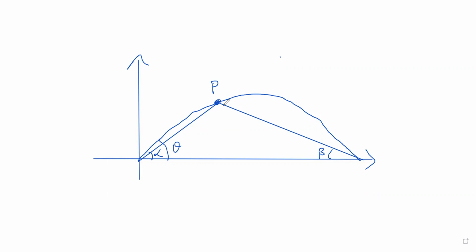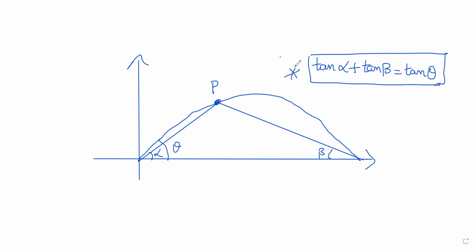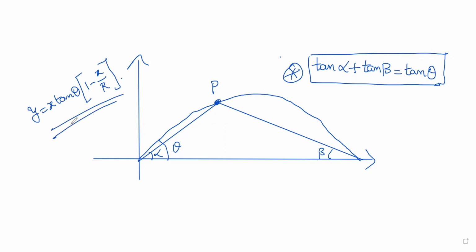Then for any point P on the trajectory of the projectile, you can have the result tan alpha plus tan beta is equal to tan theta. So this one I have proved in another video that you can see. This result can be proved by using the equation y is equal to x tan theta multiplied by 1 minus x by R. So this is the equation we use to solve this problem. This video is available somewhere in this playlist itself.